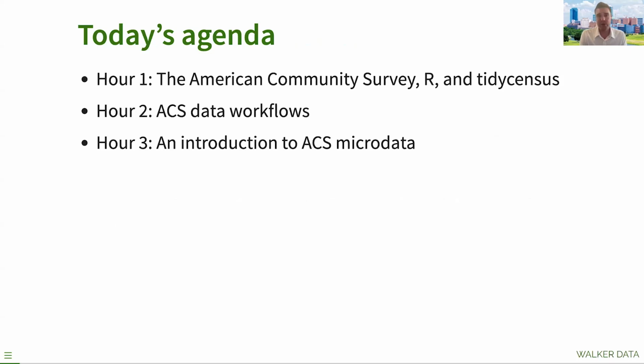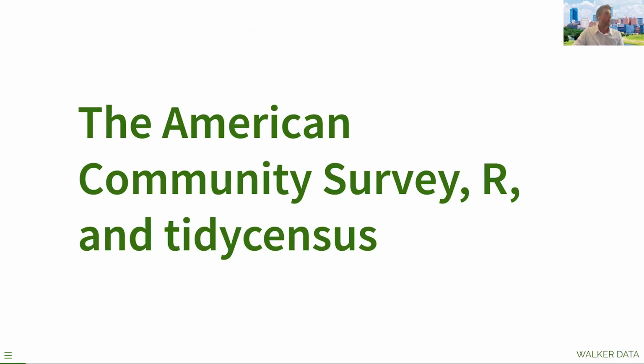And finally, in hour three, we're going to look at individual level ACS microdata, which you may or may not be familiar with, but is a remarkably useful tool to gain fairly granular demographic insights about the US population. So we'll jump off and start booting this up.